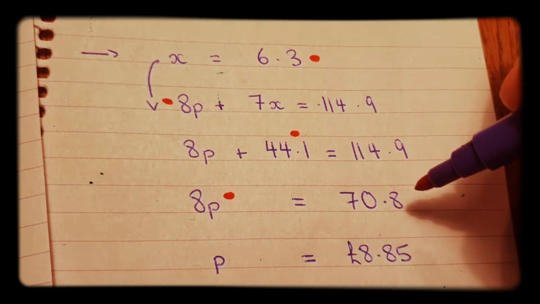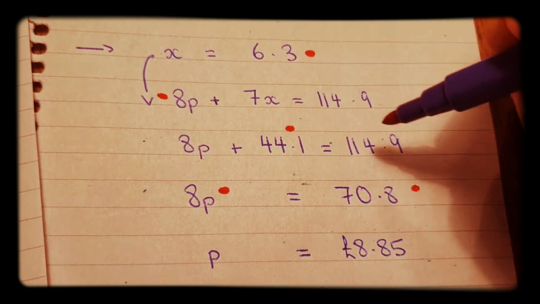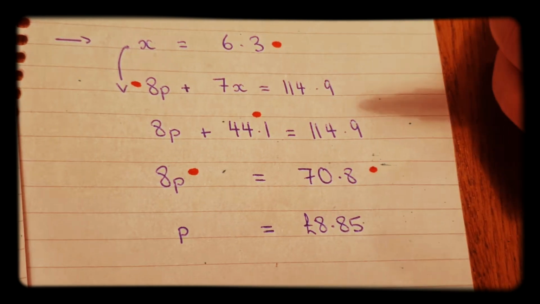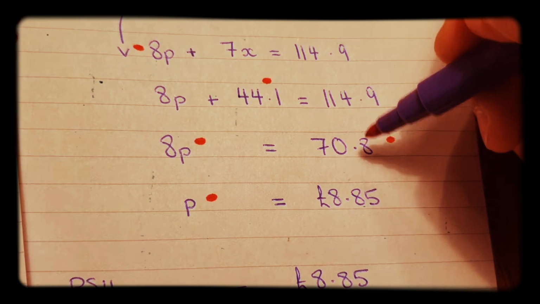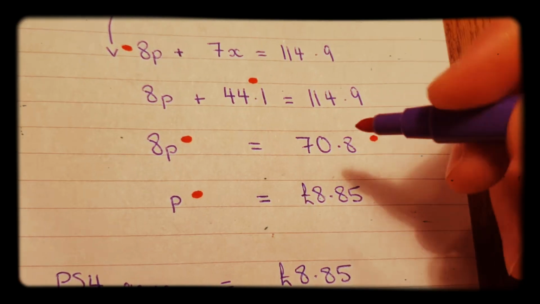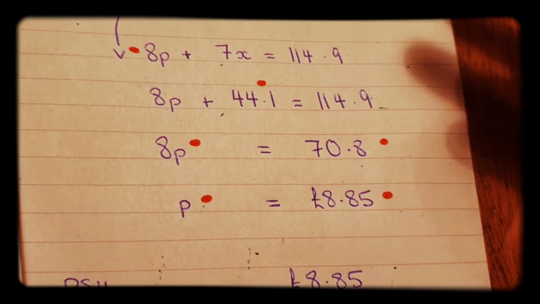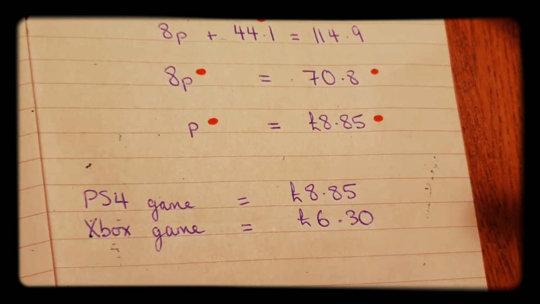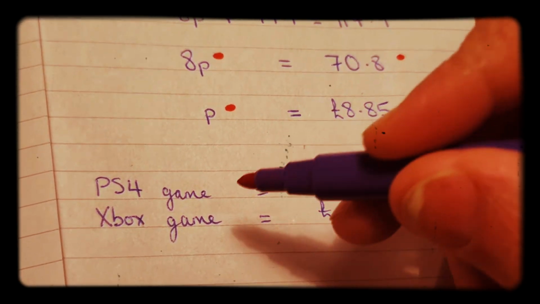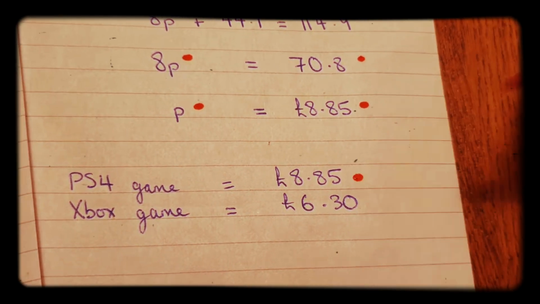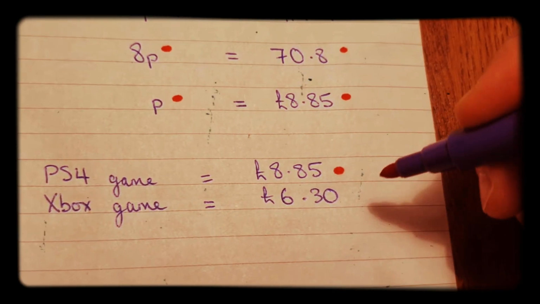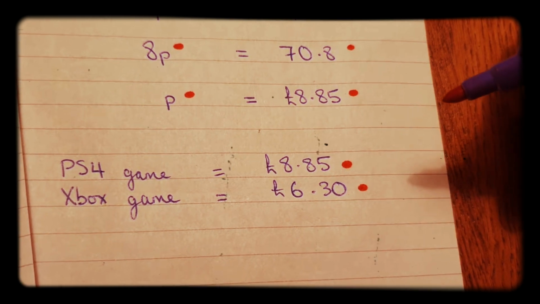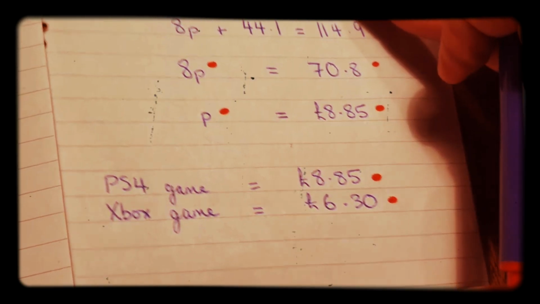8p is therefore 70.8, which is 114.9 minus 44.1. And therefore p equals 70.8 divided by 8, which will get you £8.85. So as a result, we have found the PS4 game costs £8.85 each, and the Xbox games cost £6.30 each. And that's how you do that.